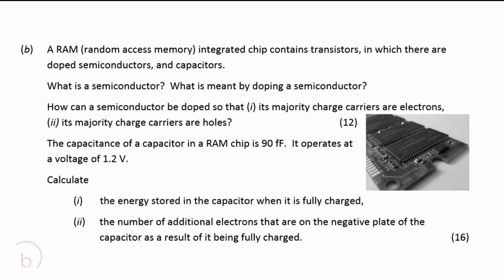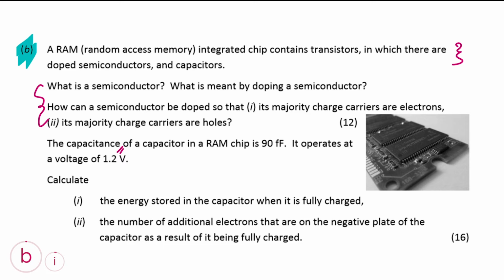Okay, so here is the first look at our question 12b, and we are told at the very beginning in this little blurb up here that a RAM, or a random access memory integrated chip, contains transistors in which there are doped semiconductors and capacitors. So this question is based on semiconductors and capacitors, and as you can see here, we're asked a couple of questions all about semiconductors, and then our 2 calculations questions are based on the capacitance of this capacitor in the RAM chip. So let's get started.